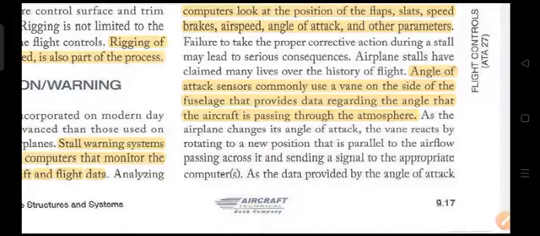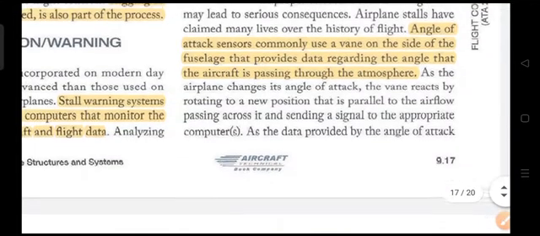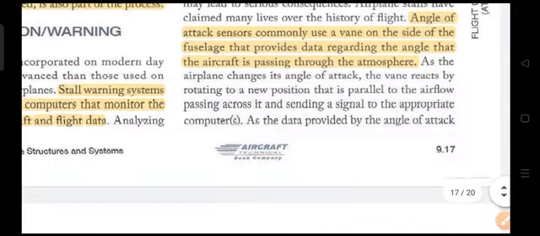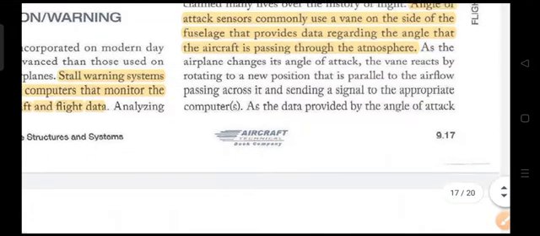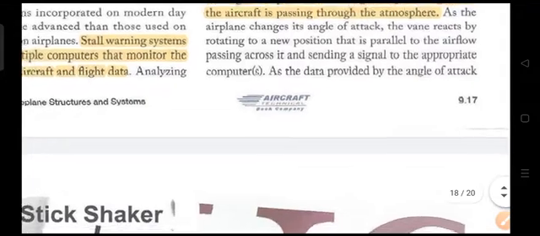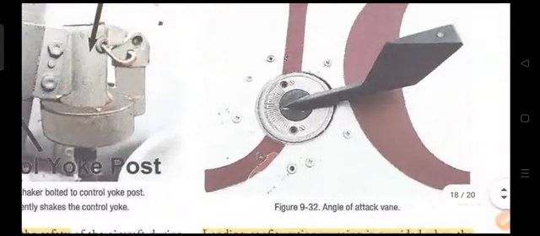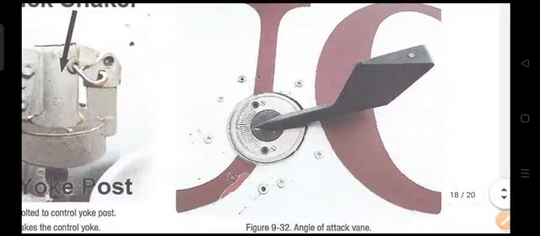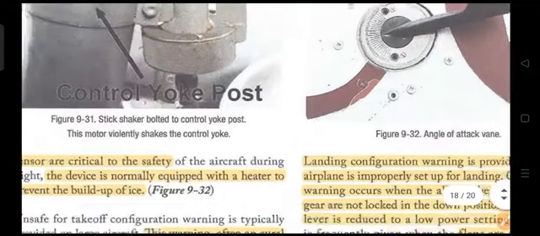Angle of attack sensors commonly use a vane on the side of the fuselage that provides data regarding the angle at which the aircraft is passing through the atmosphere. The angle of attack sensor will give you the angle of attack at which the aircraft is passing. So this is the diagram. You can see this is the angle of attack indicator on the right side.